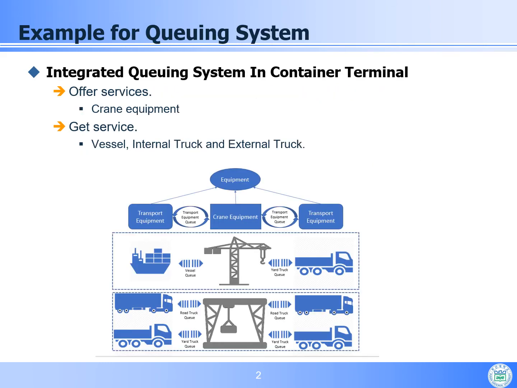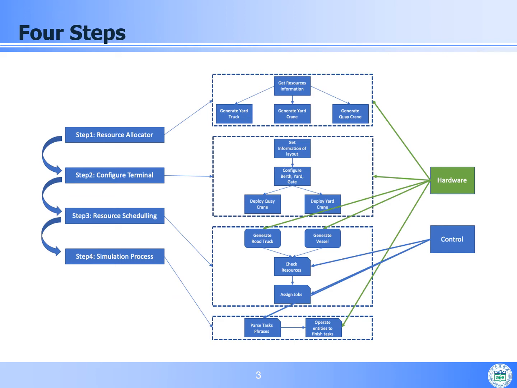In this slide, we are showing that there are many queues working for different kinds of equipment in crane side and yard side. To build a container terminal model, we need to follow 4 steps. The first step is resource allocation. So we need to generate the different kinds of equipment which work in the container terminal, and then we configure them in the right position to make our container terminal model work well.